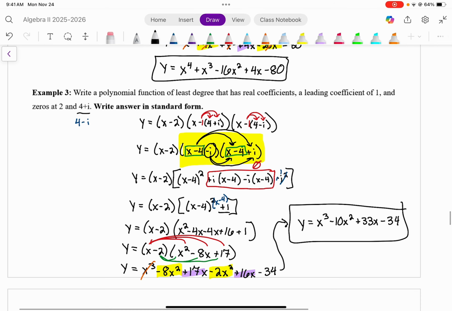So a little bit more steps than the previous ones where they just give us a 3i or a 2i, but still the same process. You start with the zeros, you set up your equation, and then you simplify.